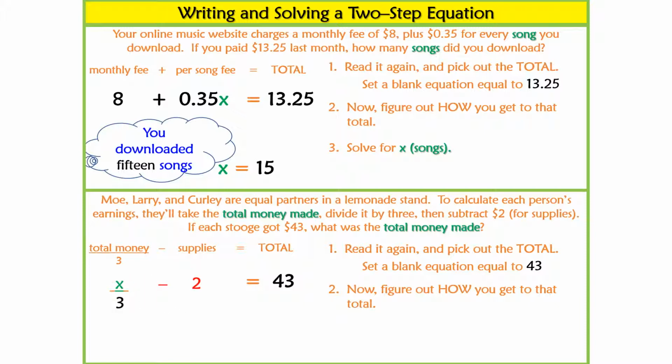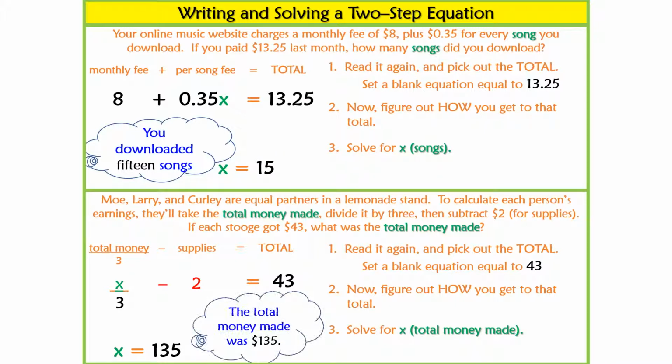So, in this case, since we don't know the total money made, we're going to call it X. We know that's being divided by 3, and we also know that each stooge is going to lose $2 for supplies. So the equation we're going to end up with is X over 3 minus 2 equals 43. And after adding 2 to both sides and then multiplying both sides by 3, the solution that you're going to end up with is X equals 135, or the total money made was $135.